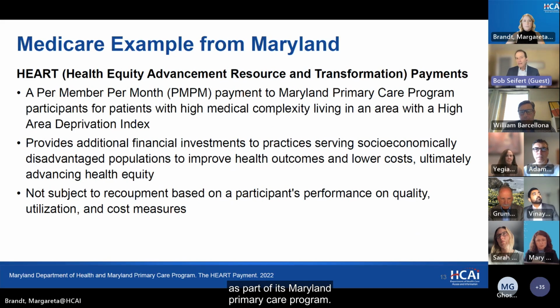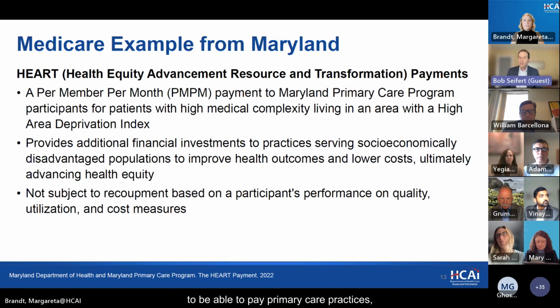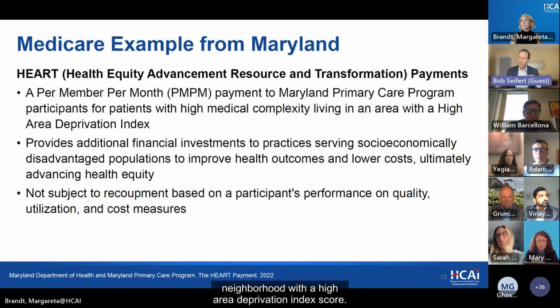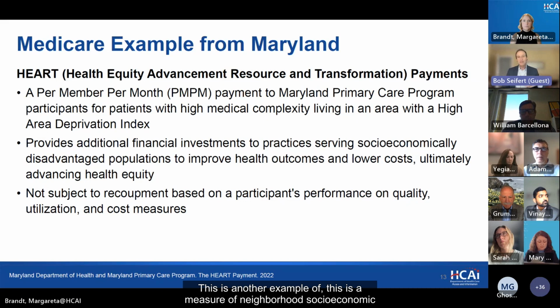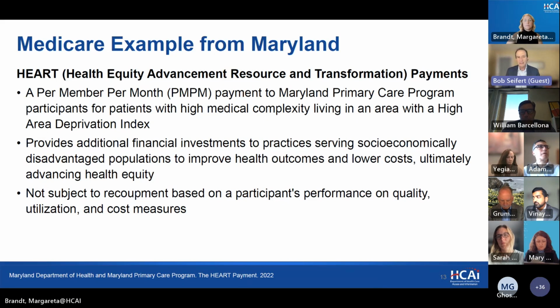As part of its Maryland primary care program, the state of Maryland has arranged with CMS to be able to pay primary care practices a $110 per member per month fee for Medicare patients with high medical complexity and who live in a neighborhood with a high area deprivation index score. This is a measure of neighborhood socioeconomic disadvantage that the state has developed.